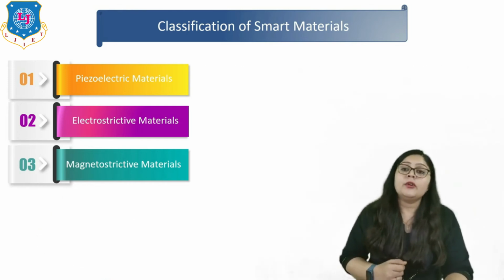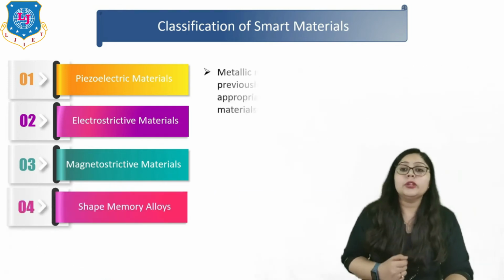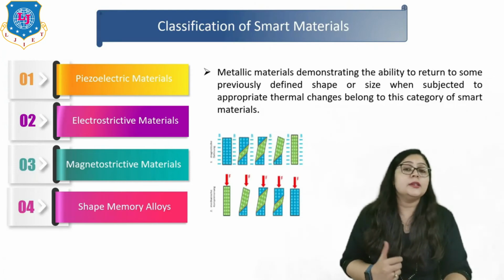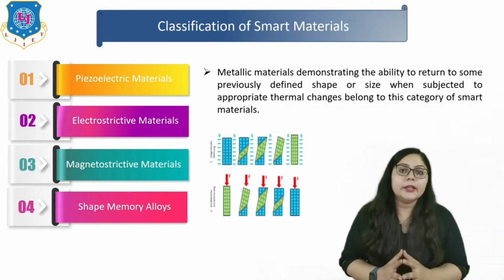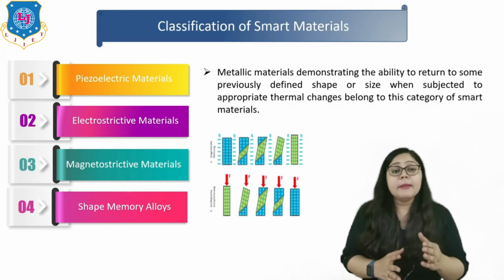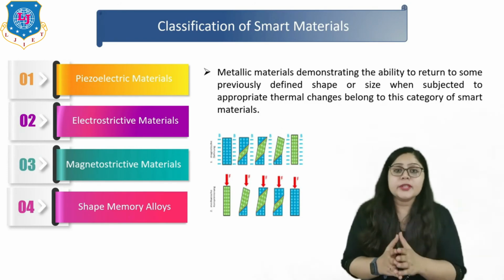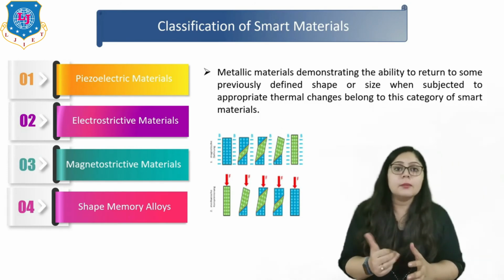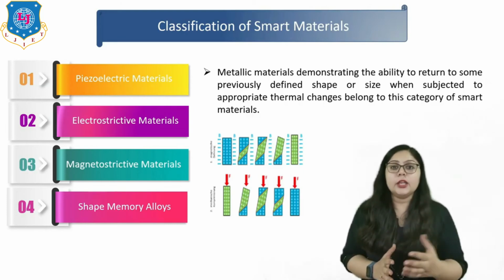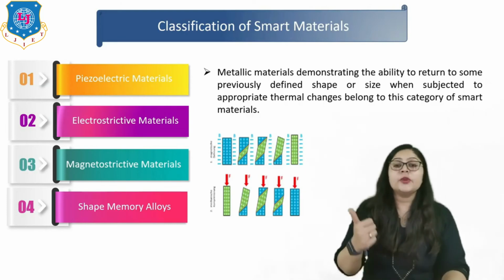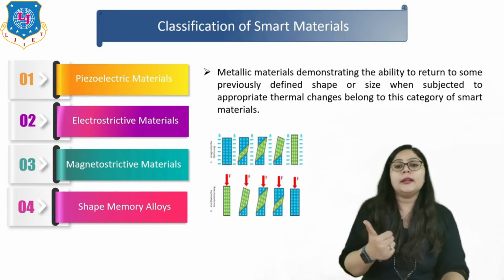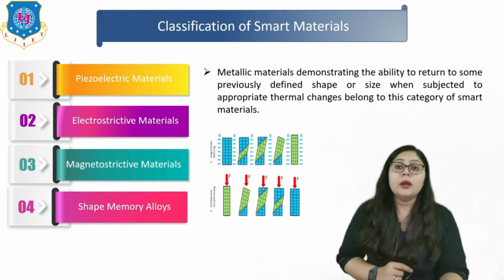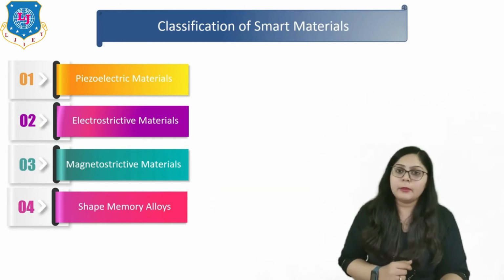Now, if I want to give you a brief idea about the fourth type, which is the shape memory alloy. So here you can see in this figure that metallic material demonstrating the ability to return to some previously defined shape or size when subjected to appropriate thermal change belongs to this category of smart materials, right? So here you can see how a building or a material can get to its original shape. So that is the concept of shape memory alloy.